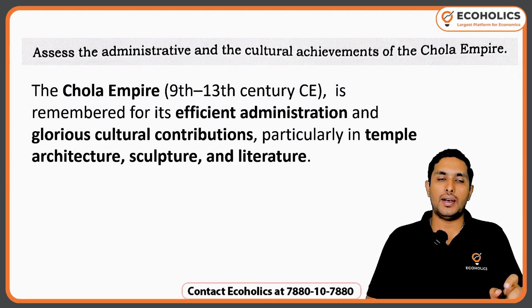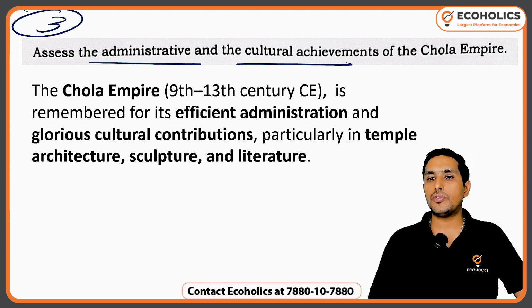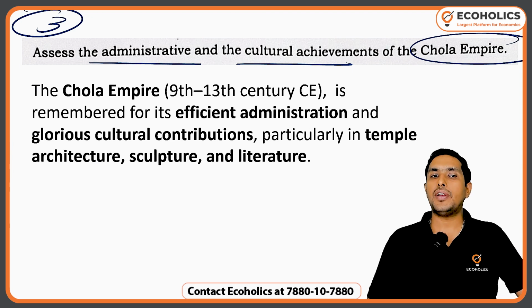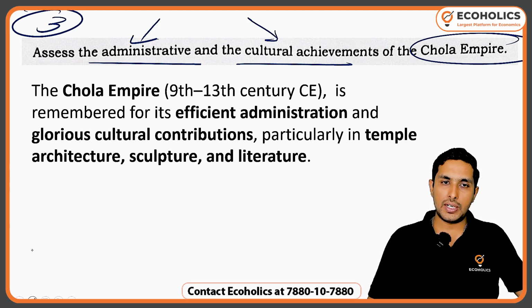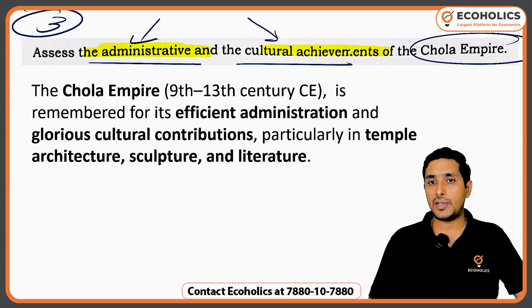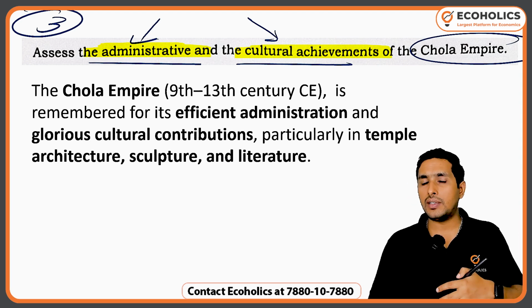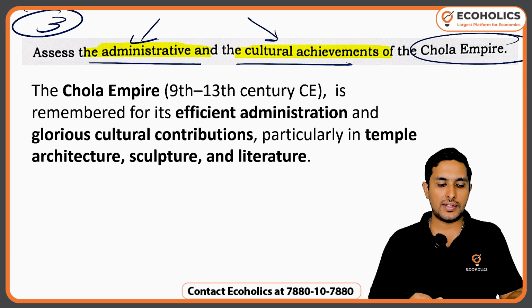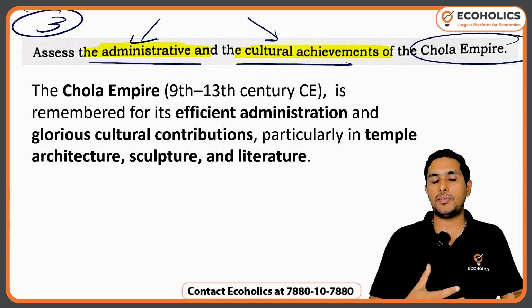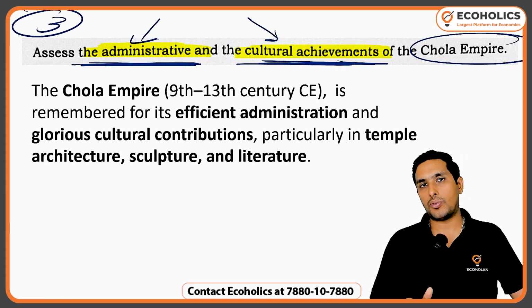Got it? Then question number 3 is about the administrative and cultural achievements of the Chola Empire. Now again, you see, 2 things are there: administration and culture. I know one thing for sure, that a lot of students will commit or may have committed the mistake of focusing on one aspect. Somebody will focus only on the temple, somebody only on the administration. Most people have the tendency when it comes to the Cholas to focus on temple architecture, the Brihadeshwara temple, which is great. But it does not mean that you will just focus on one aspect. You have to focus on all the aspects together, and that is the most important thing.